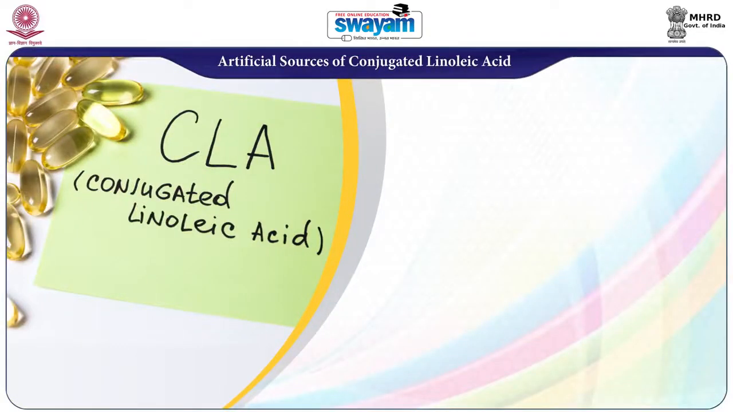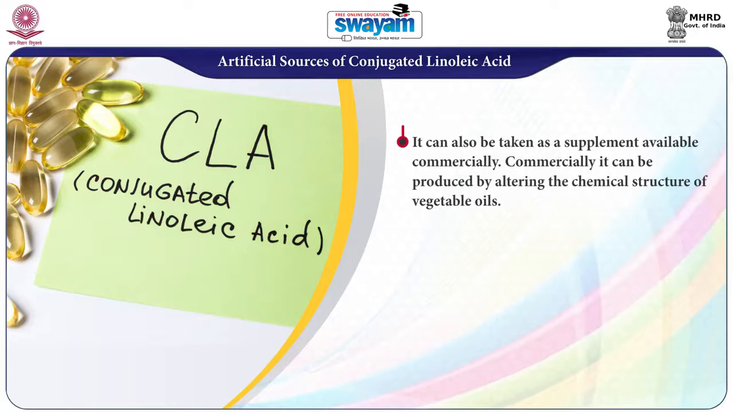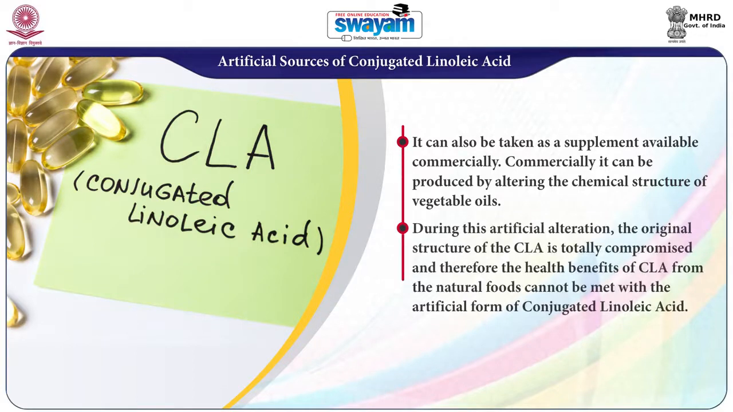We shall also see the artificial sources of conjugated linoleic acid. Conjugated linoleic acid can also be made as a supplement available commercially. This commercial conjugated linoleic acid can be produced by altering the chemical structure of vegetable oils. During this artificial alteration, the original structure of CLA is totally compromised, and therefore the health benefits of CLA from natural food cannot be met with the artificial form of conjugated linoleic acid.